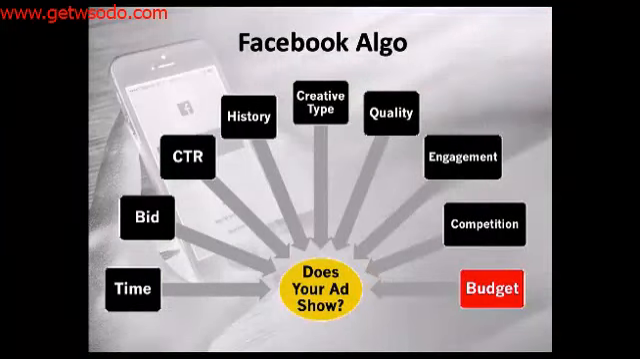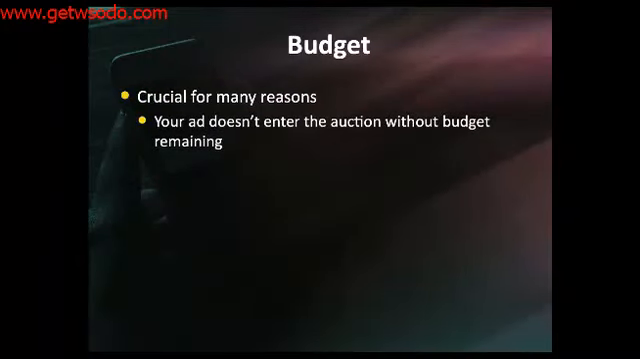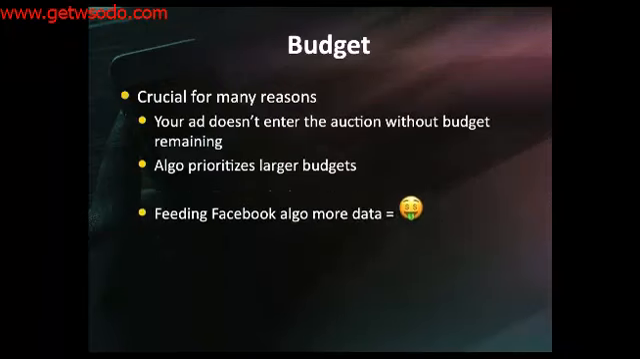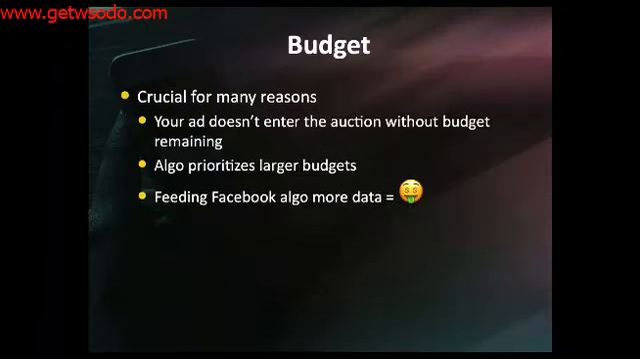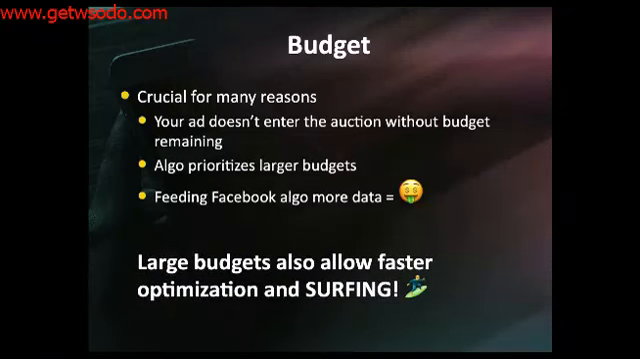Next part is budget. This part's pretty simple. Your ad obviously doesn't enter the auction if you don't have any budget remaining. I feel like the algorithm prioritizes larger budgets, not necessarily because they're larger, but because you're getting more conversions, and then it's easier for the algorithm to find you new users. Feeding Facebook, the algo, more data is money, and of course, large budgets also allow for faster optimization and surfing.